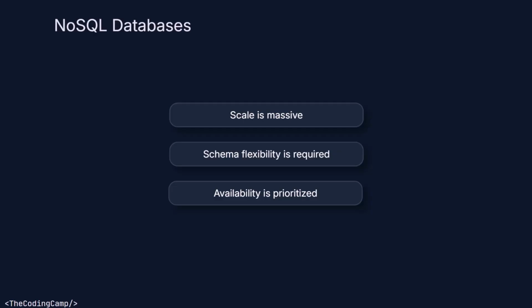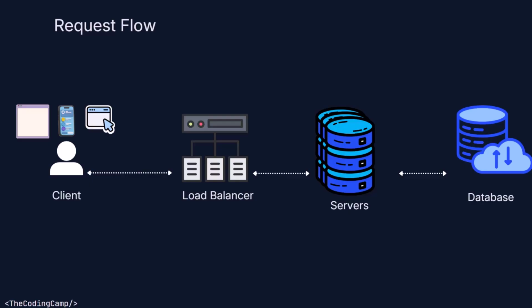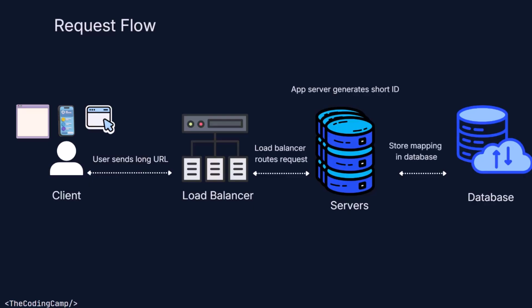Next is explaining request flow. Now walk through the entire process. This is extremely important. Interviewers want to see whether you understand how components interact. For example, in a URL shortener system, you could explain creating a short URL: user sends long URL. Load balancer routes request. App server generates short ID. Store mapping in database. Return short URL.